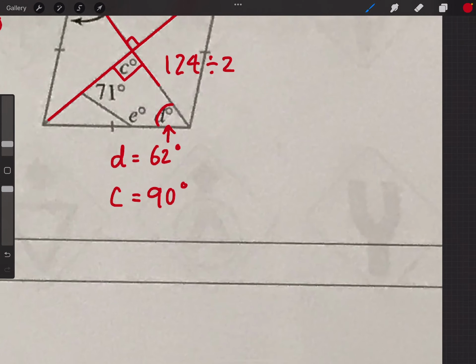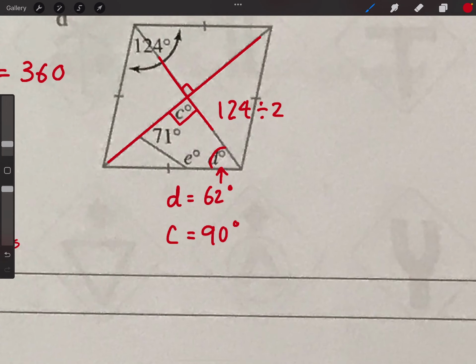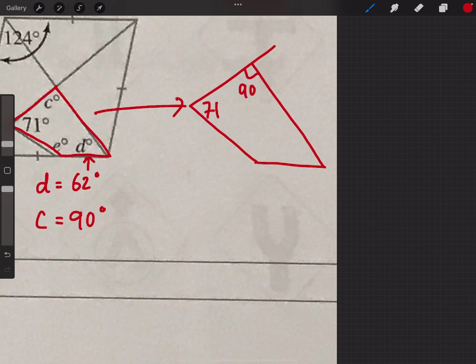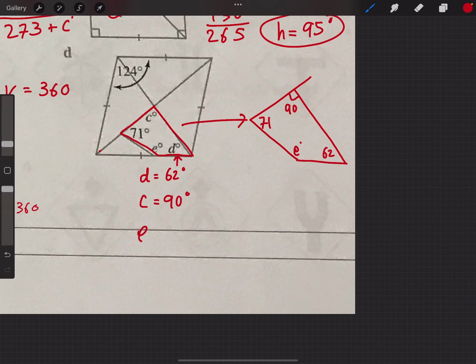Now, I'm going to redraw this shape to help you to see. So this shape here, I want to redraw it. So it looks like this. So it looks a bit bigger. Okay, there's 90. There's 71. There's angle E. And angle D was 62. So you can work out what angle E is. Angle E is the last one.